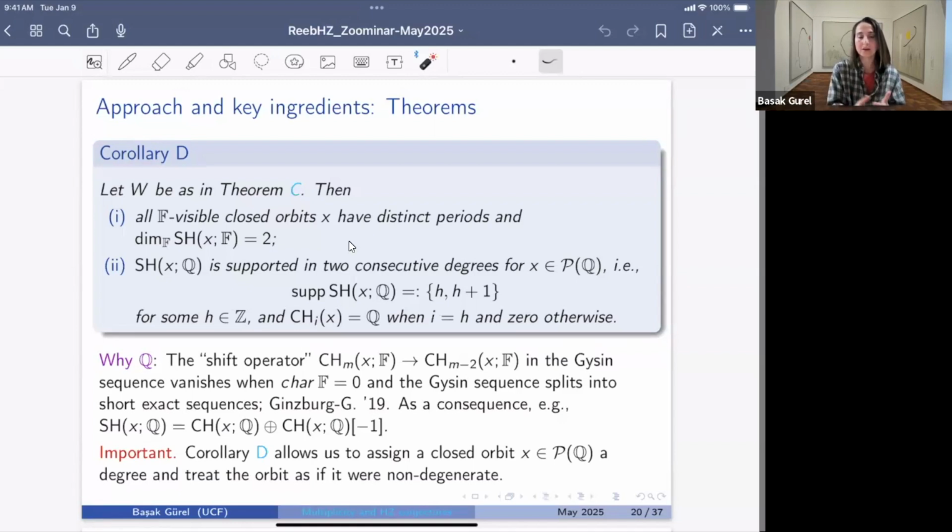What goes into this argument, it will be important that the shift operator, which is the connecting map in the Gysin sequence relating equivariant and non-equivariant homology, in the local version of it, this operator is 0. It vanishes in the Gysin sequence when the characteristic of F is 0. And that's no longer the case if you don't work with zero characteristic. So this is important for this case. And then you can say, as a consequence, that this local homology is just a direct sum of C_H and C_H with one shift to the left.